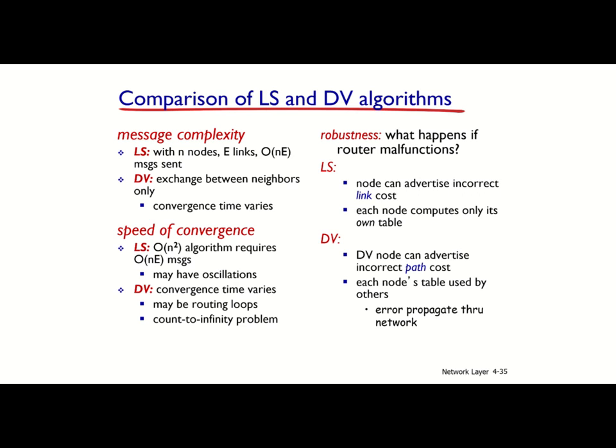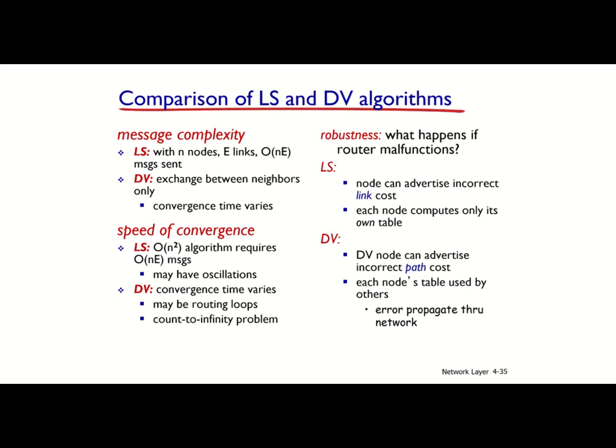Here you can see the comparison between link state and distance vector algorithms. Among all of these differences, the most important comparison is the speed of convergence. The LS has an O(n squared) algorithm, which requires n times e messages, where n is the number of nodes and e is the number of links.